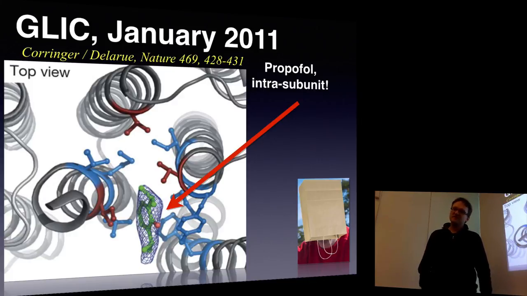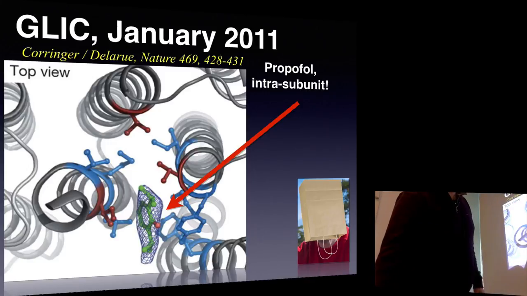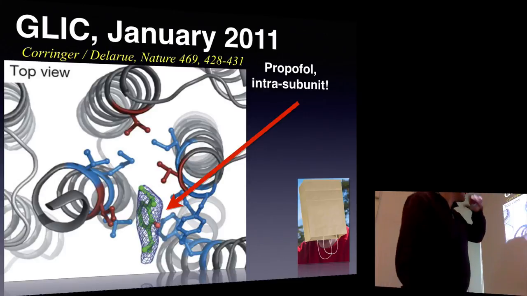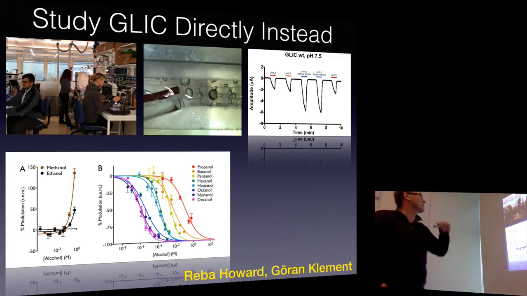So the first thing we decided to do is, you know what, let's stop doing this. All the functional data that we and everybody had was primarily on the glycine receptor. So we teamed up with a great postdoc from Austin who's studying GLIC directly. And Reba is actually coming here. She's going to start working here in June.